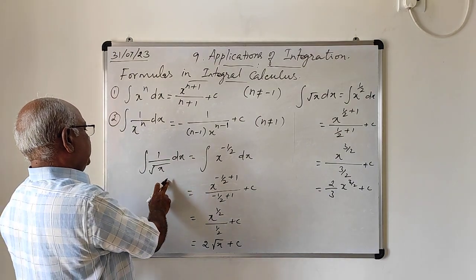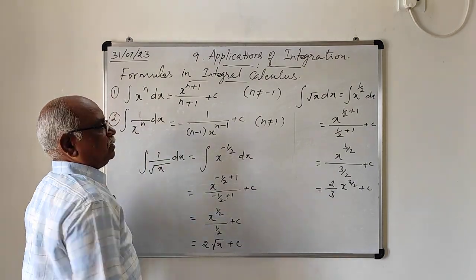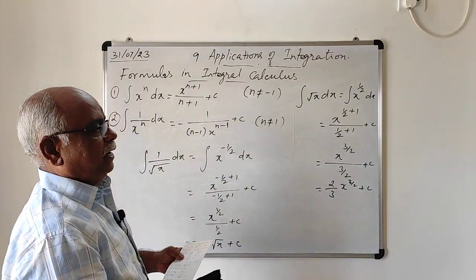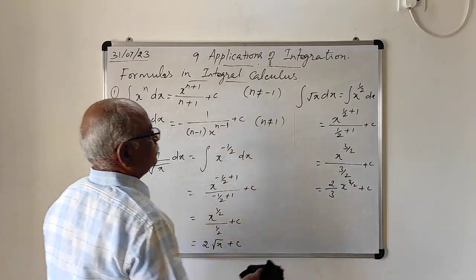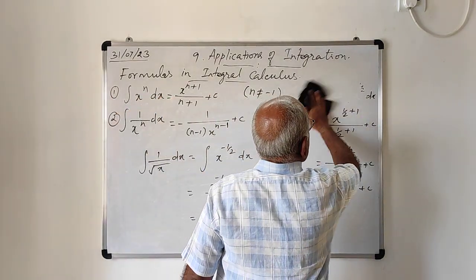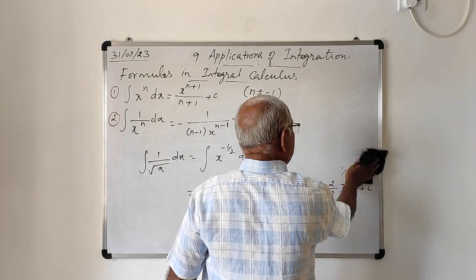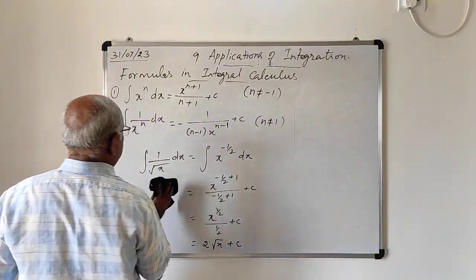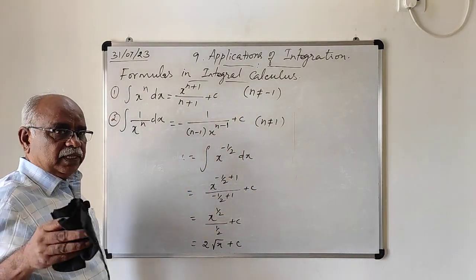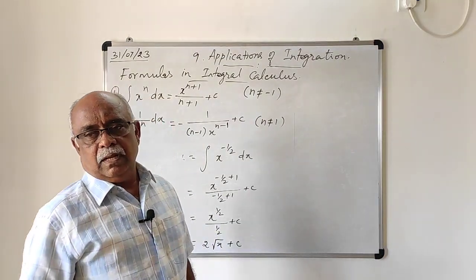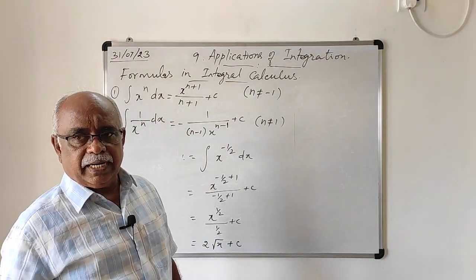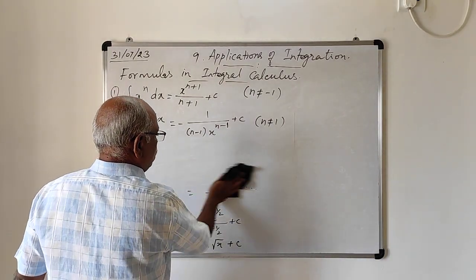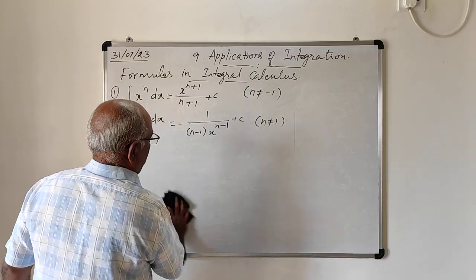This is another example. The integration of 1 by root x dx is 2 root x plus c. You can remember all these ideas by using these two results only. If you are thorough with these ideas, you can understand the topic very easily. The results for both topics, differentiation and integration, are similar. These results you should remember, as they are very useful for solving the problems. Without using the results or formulas, you cannot solve the problems.